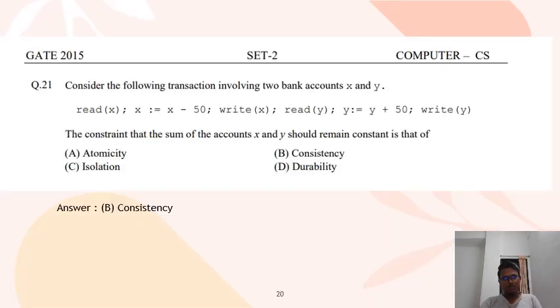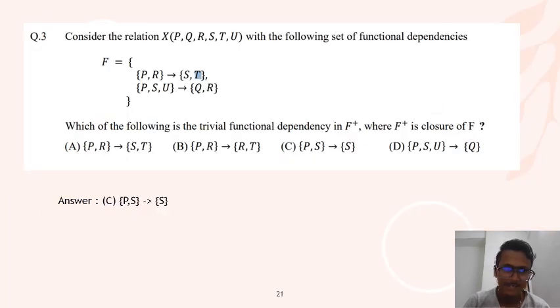Now, consider the following transaction between two banks, X, Y, and Z, reading X and Y, with the given things. The question concerns the constraint that the sum of the amounts X and Y should remain constant. So now we can see the answer is consistency. That is the property involved.